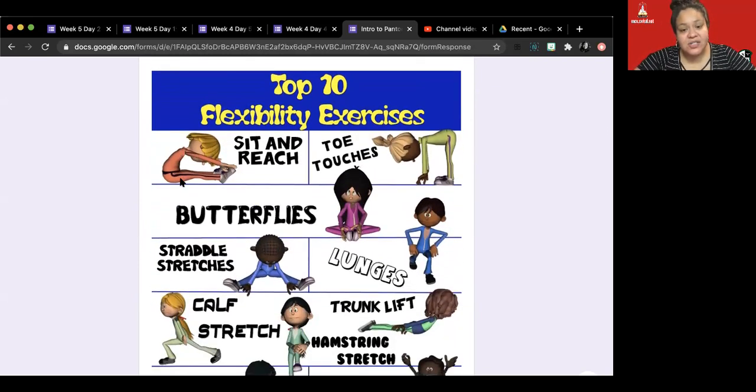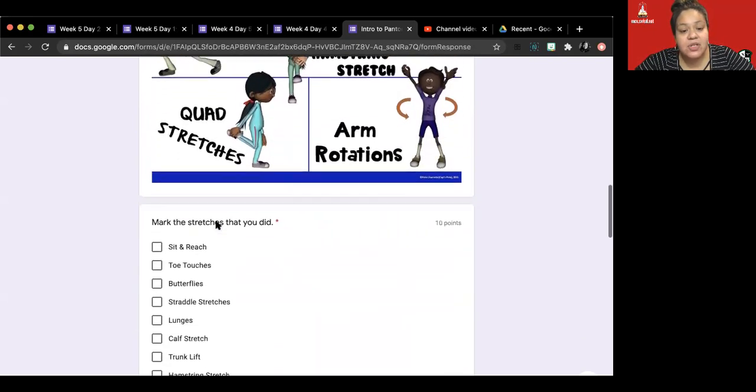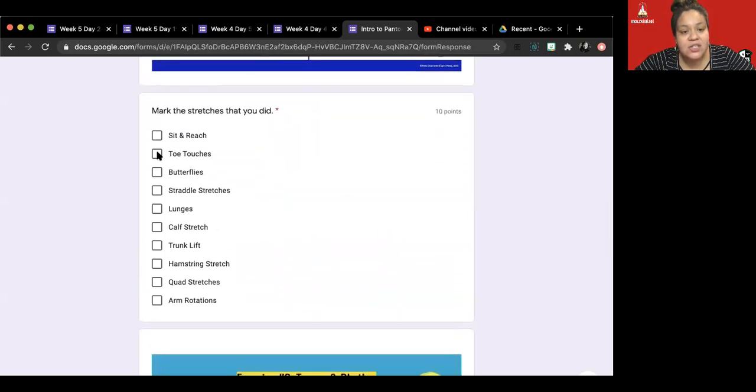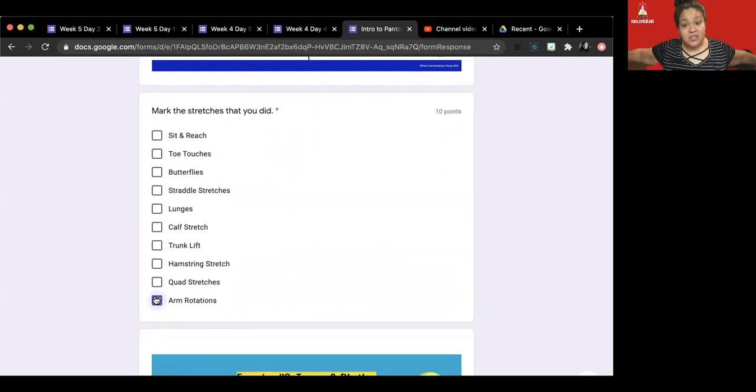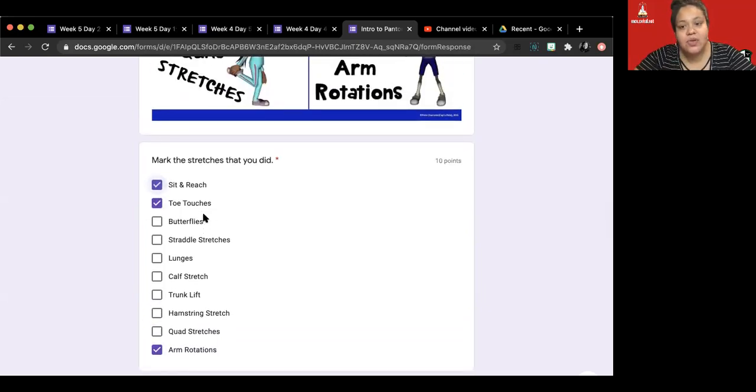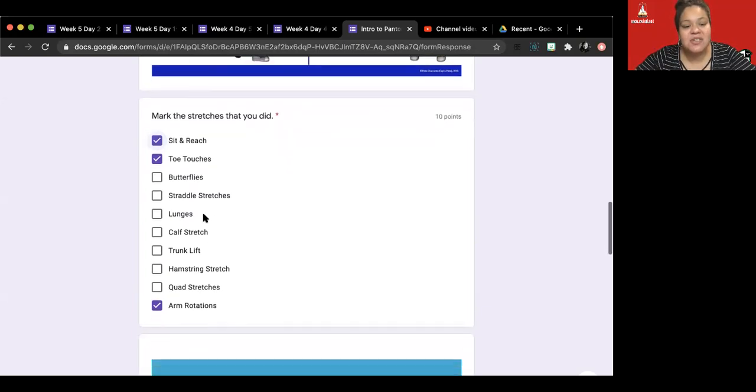Before we get started on our exercises today, you are going to select at least 2 to 3 exercises to do to warm up and stretch. You can choose ones from the poster and then tell me using check boxes which ones you did. Arm rotations are an easy one to do. Sit and reach or toe touch. Remember, that's just you trying to increase your flexibility by bending over and trying to touch your toes. Those are good ones to do. Like I said, 2 or 3 of them is enough for today. Tell me which ones you did.